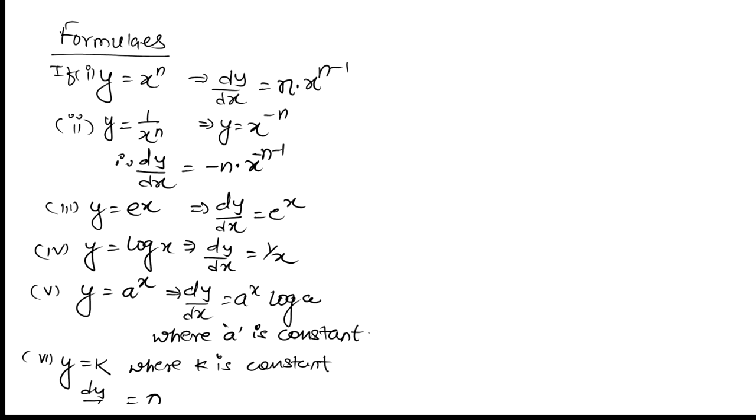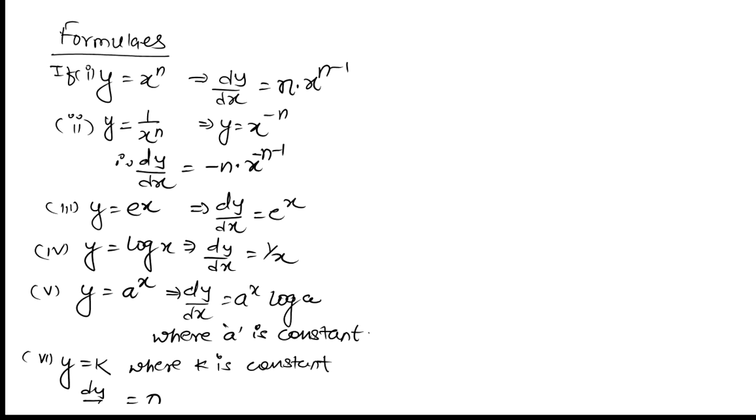Now I have y is equal to x to the power minus n, so dy/dx is equal to minus n, whatever is the power comes to the left-hand side, and the power is reduced by 1, so it is minus n into x to the power minus n minus 1. Next, y is equal to e to the power x, which is also called the exponential function, so the derivative remains as it is, that is e to the power x. If y is equal to log of x, then the derivative is 1 upon x.